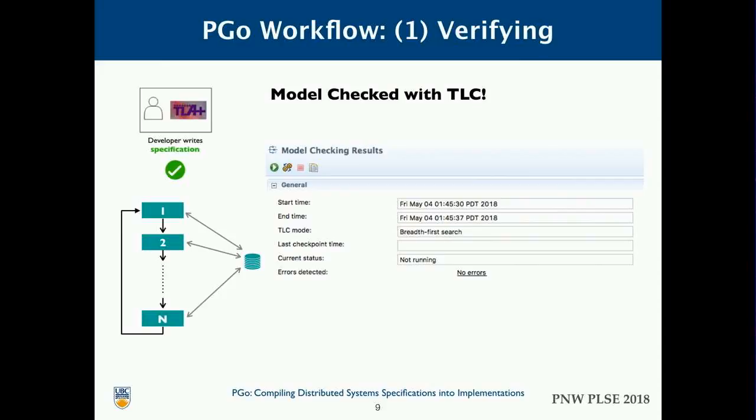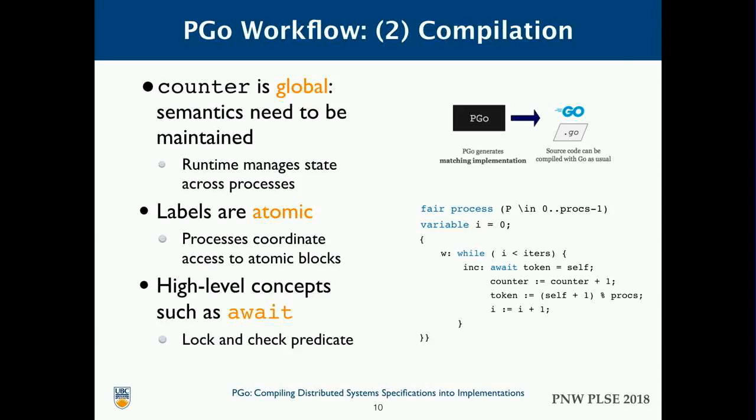Once you write that, you can model check your specification with TLC, which is the model checker. This is the output that I get by running this example system. It checks that there are no errors, and that my properties hold. So I feel more confident that my system works as expected. The next step in this workflow is to actually compile this specification into a matching implementation.